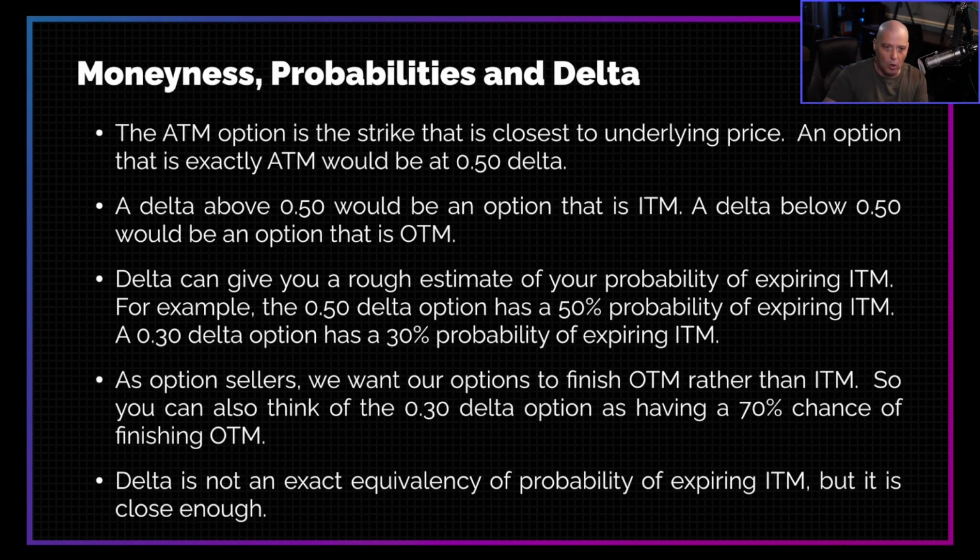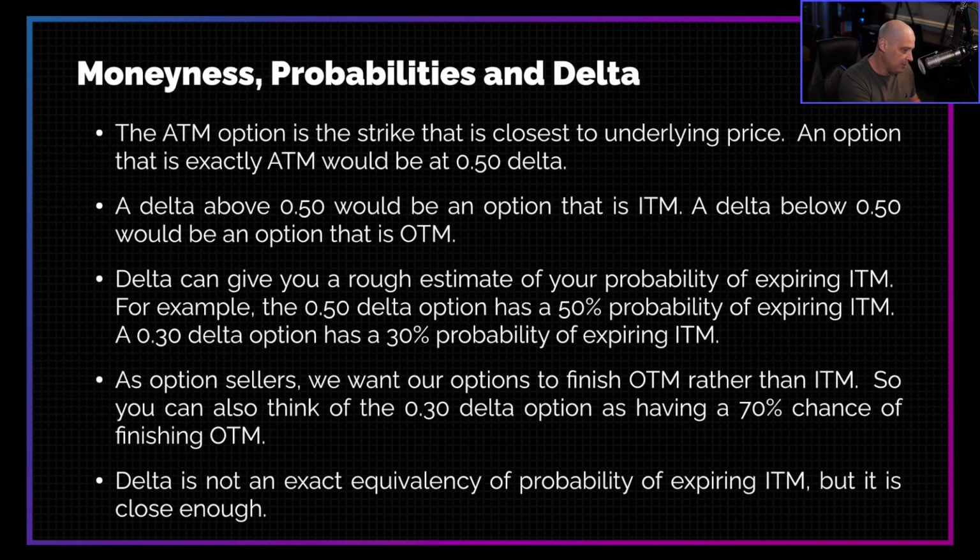It's so close that almost all option traders use delta as a quick way to gauge our chance of winning on a trade. A 30 delta option has a 30% probability of expiring in the money, right? A 20 delta option is going to have a 20% probability of expiring in the money, roughly. Now, as option sellers, like those of us that run the wheel strategy, we're mostly selling options, selling calls, selling puts. So we want our options to finish out of the money rather than in the money. So you can also think of a 30 delta option as, instead of having a 30% chance of finishing in the money, which is a loser, you can think of a 30 delta option as having a 70% chance of finishing out of the money, which is a winner for us.